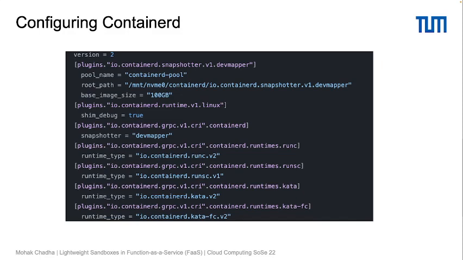An important fact when using Kata with FC is that you have to use a snapshotter plugin for interfacing and exposing the container image inside the micro VM. Firecracker only supports block devices, and for that you need to use the devmapper snapshotter plugin for Kata. So this is how you would configure it.